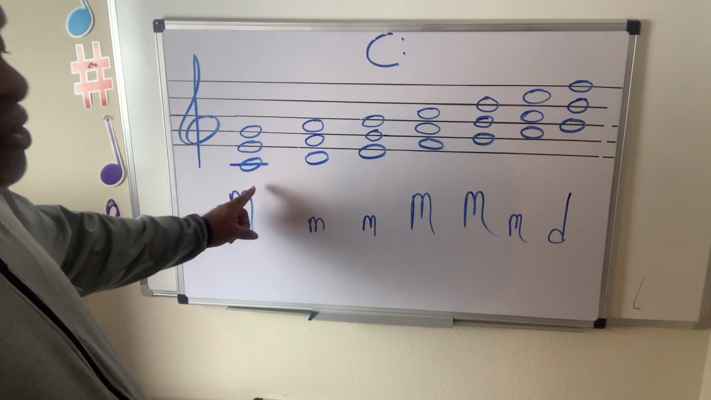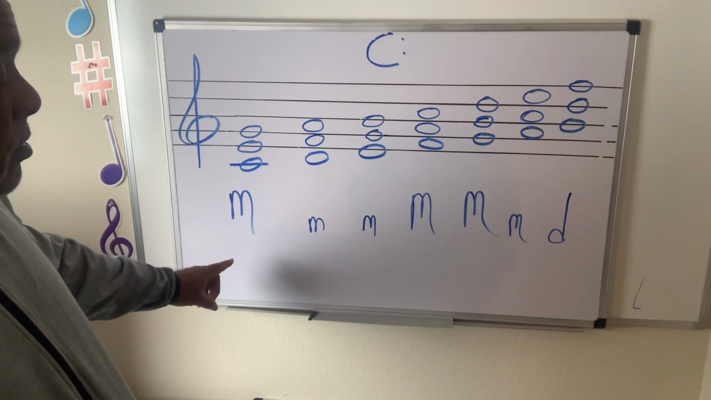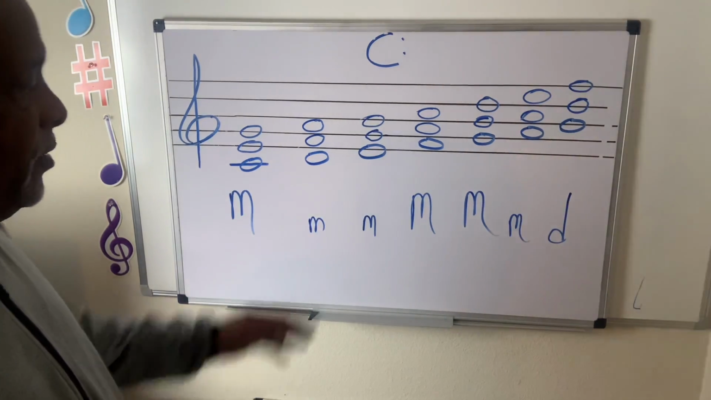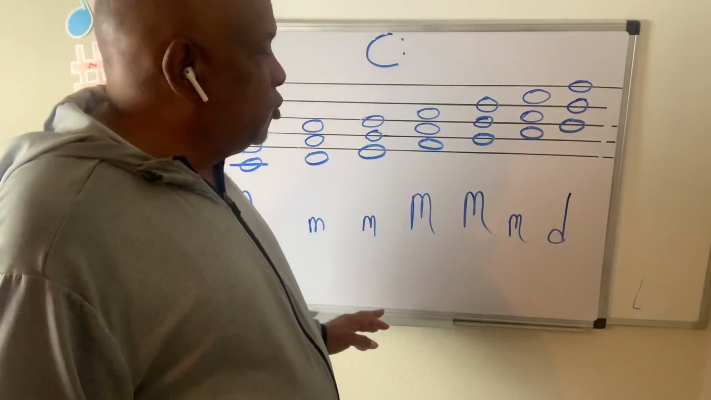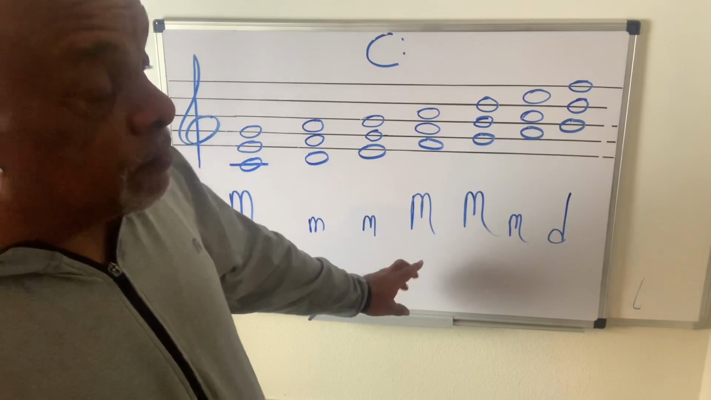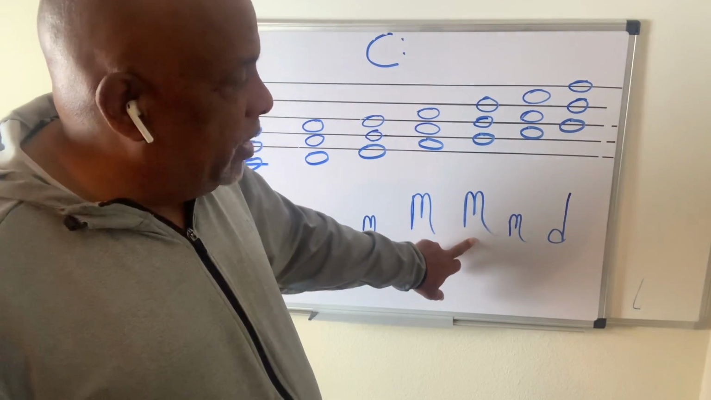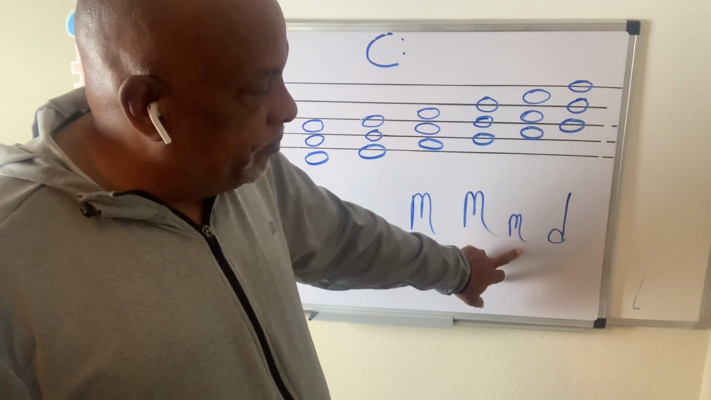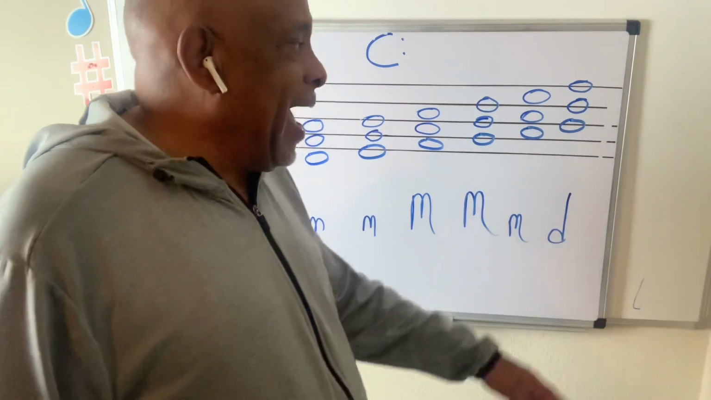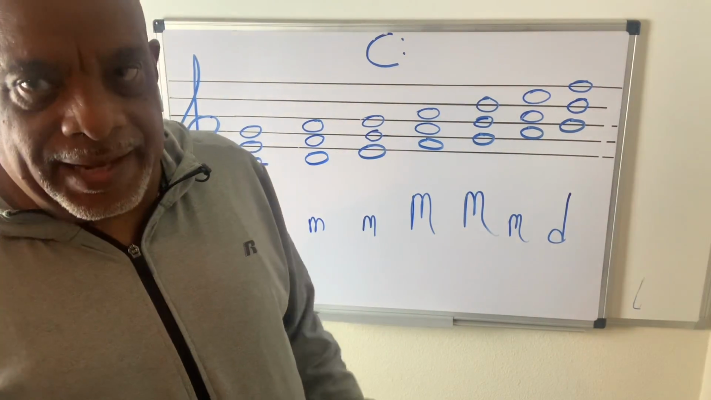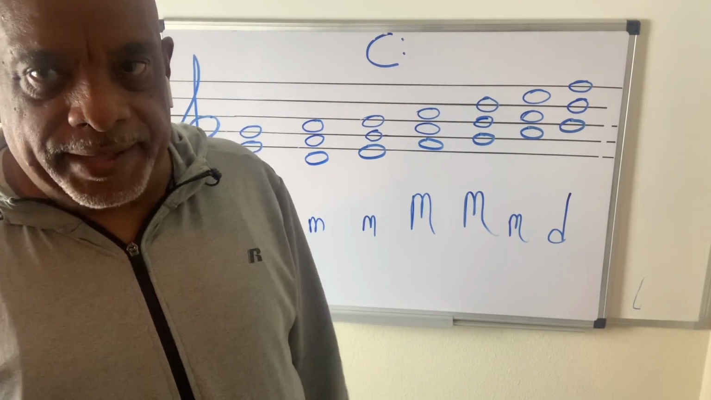Major, the first degree is a major triad. The second degree is a minor triad. Third degree is a minor triad. The fourth degree is a major triad. The fifth degree is a major triad. The sixth degree is a minor triad. And the seventh degree is a diminished triad.